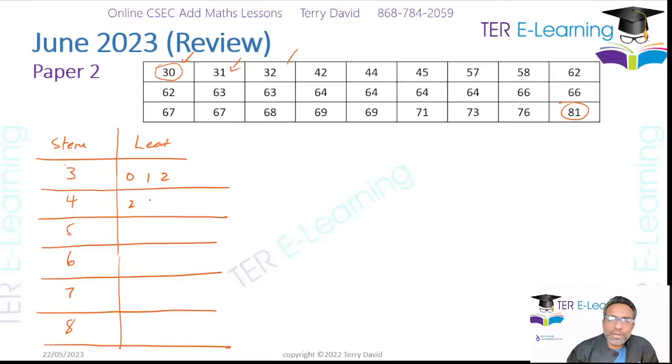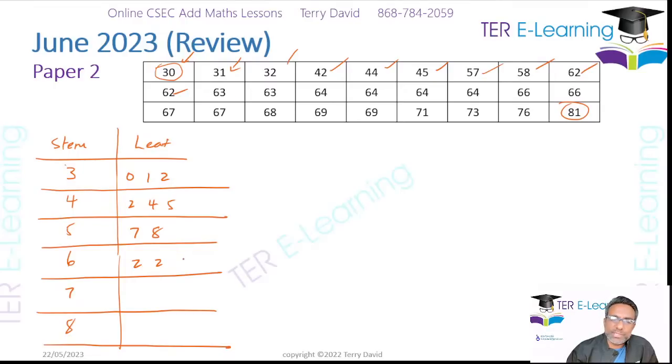Then we have 44. We have a 5. Right? 45. Next one is 57, then 58. So we have a 57 and we have a 58. Right, so we take care of this. Then we jump to 62. Well, we have 62 appearing twice. So 62, 62. So that's this.